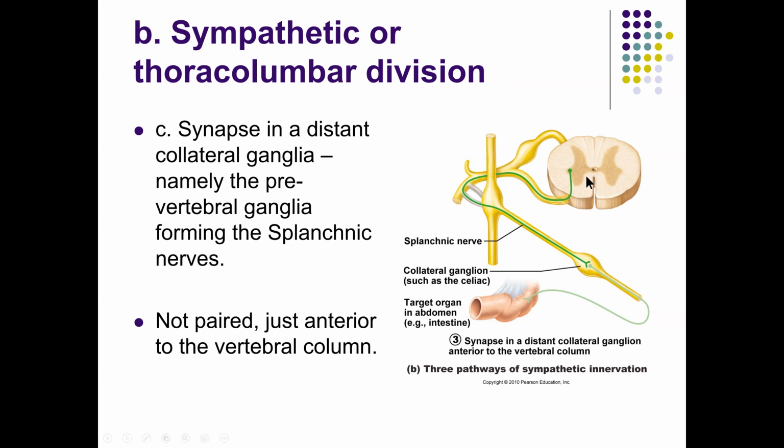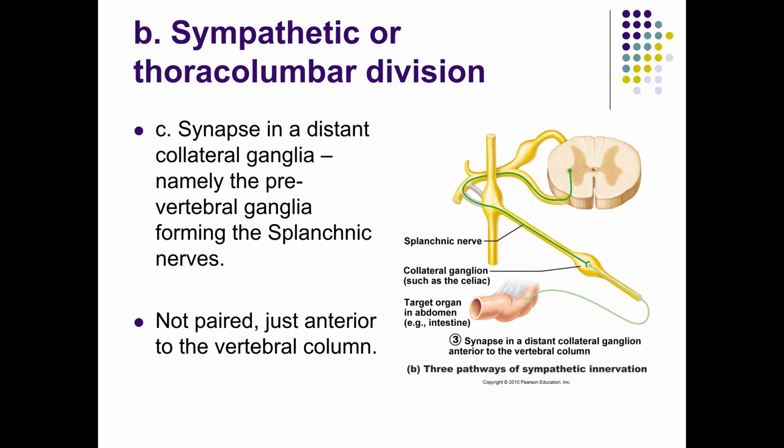So the preganglionic fiber would come out, go through the sympathetic trunk. It would not synapse there, but then go out to one of these splanchnic ganglia, which are anterior to the vertebral column. So it has 3 methods. It can come out at the same level and synapse. We're talking about the first fiber.